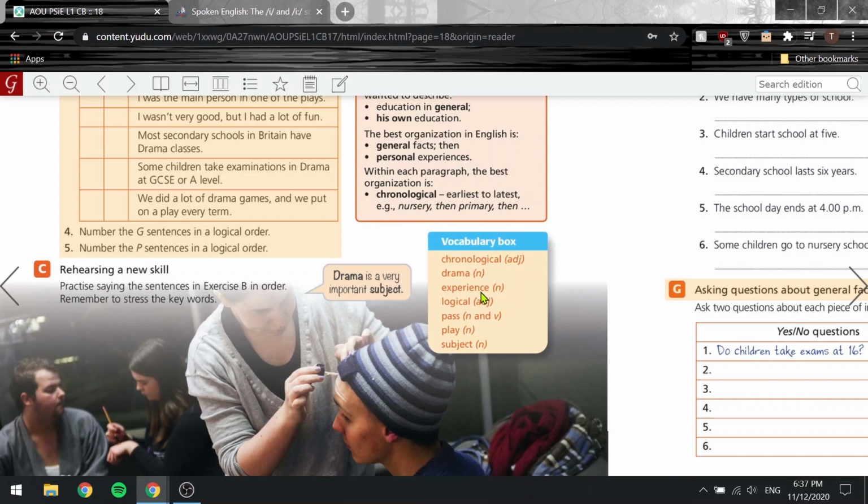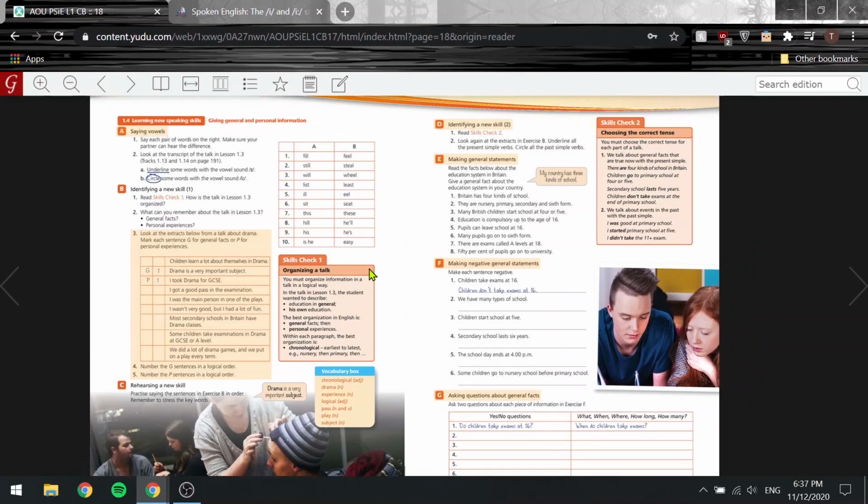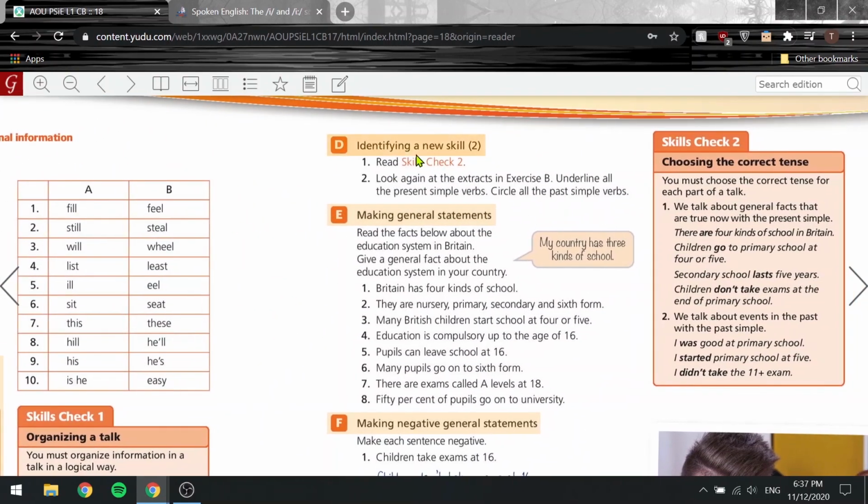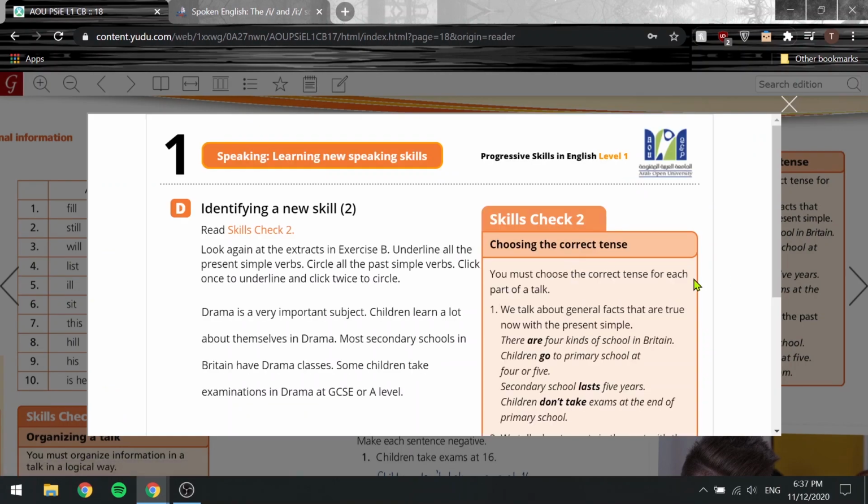Drama, experience, logical, pass, play, and subject. Okay? Now let's take a look at exercise D. Again, one more skills check. Does it open it here? Okay, it does. So we have skills check 2, choosing the correct tense.